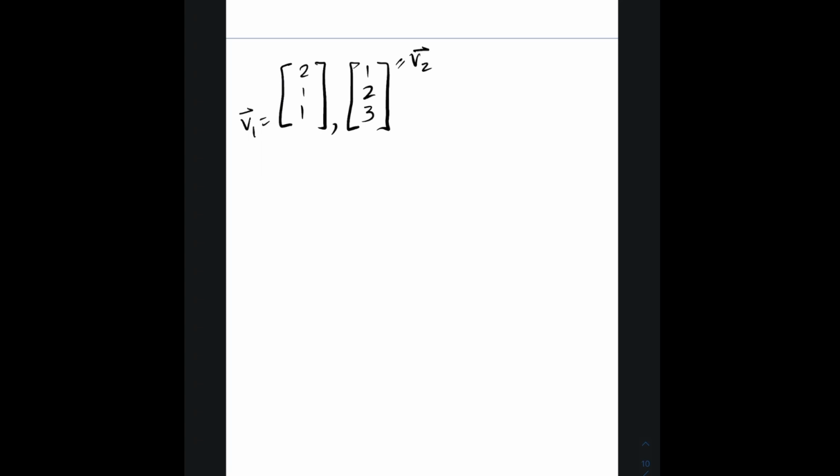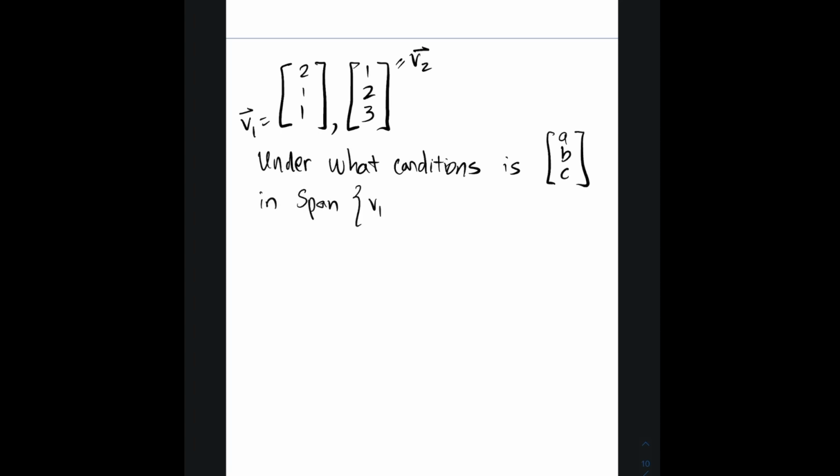And one question that we can ask is, how do we describe this span? So how do you describe the plane in terms of an equation? One question we could ask is, under what conditions is the vector ABC, let's just say you have a random vector in R3, in the span of V1 and V2?